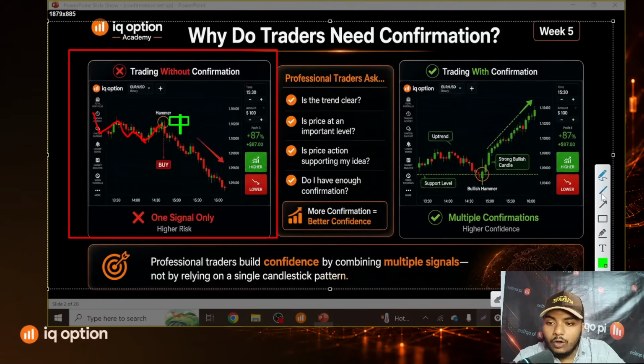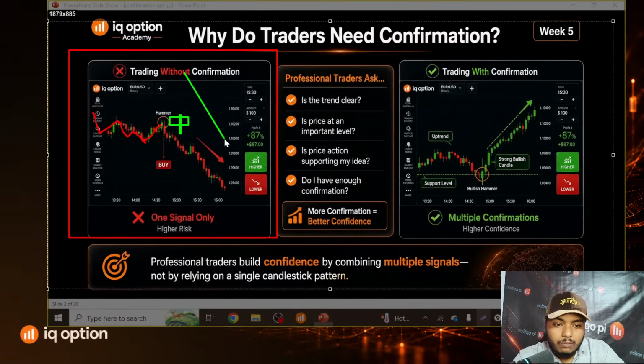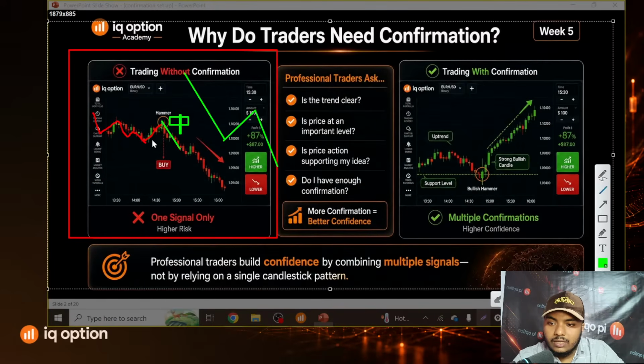As you already know, the market moves in three simple steps. Do you guys remember this one? Impulse, pullback, and continuation. In this continuation move, after the pullback, we got a bullish hammer candle. That simply does not mean that we are going to trade for buy here, right? It does not make any sense. That's why this is a bad trading confirmation.